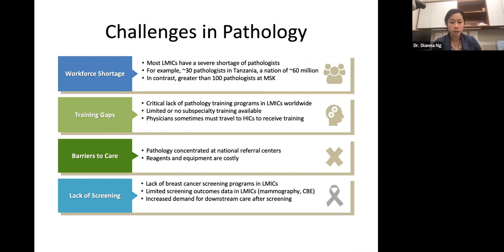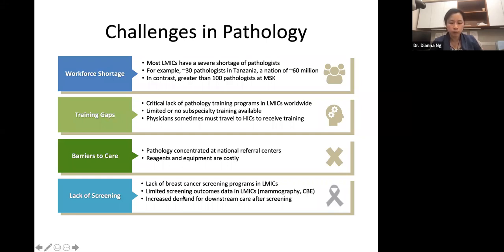There's also a lack of screening programs for breast cancer in particular. And there's very limited screening outcome data in LMICs from mammography, whereas mammography has been incredible and transformative in high income countries. It's seen in some studies to be not as cost effective. And there's only now studies coming out on how effective CBE is in downstaging women, as well as whether it actually affects survival and outcomes or not.